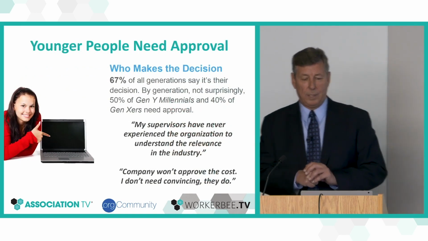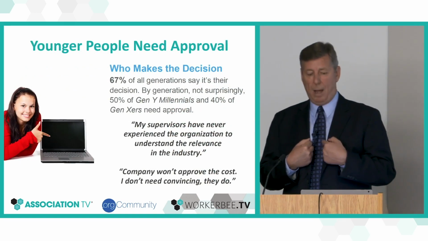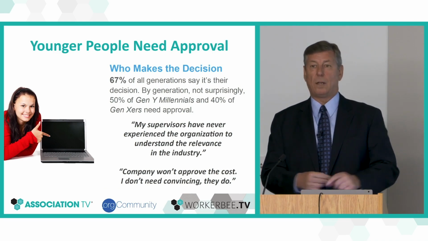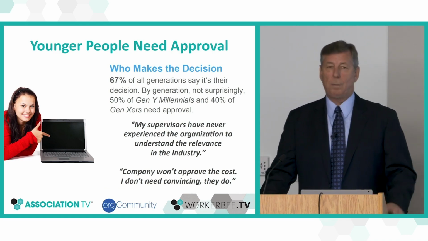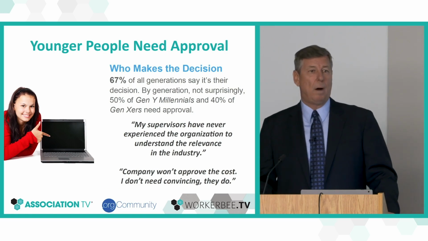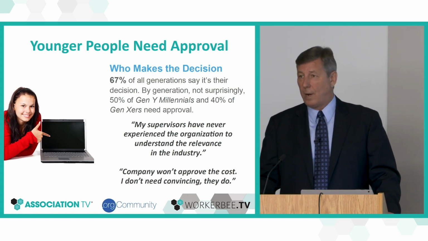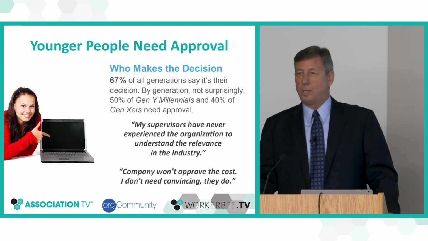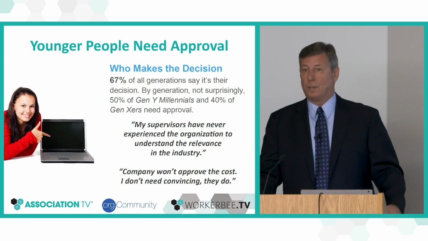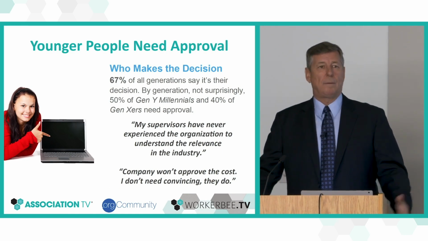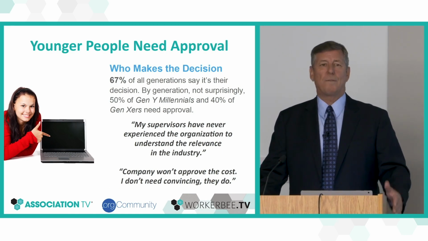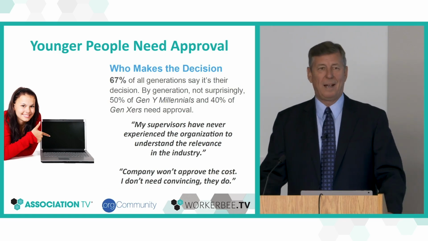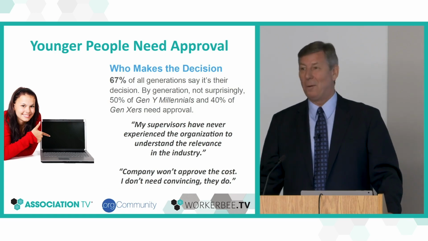67% of all generations say it's their decision to come. However, when you get down to the Gen Y, the millennials, the Gen Xers, in other words, our future, only 40% of them said they were allowed to come on their own decision. They needed supervisor approval. Now, if the supervisor is not a member of the association or is not that familiar with the association, what's their most likely answer? Well, it doesn't fit right now, which really means I think it's too expensive. I don't know if we have the budget. I'm sleeping on it. That means no.